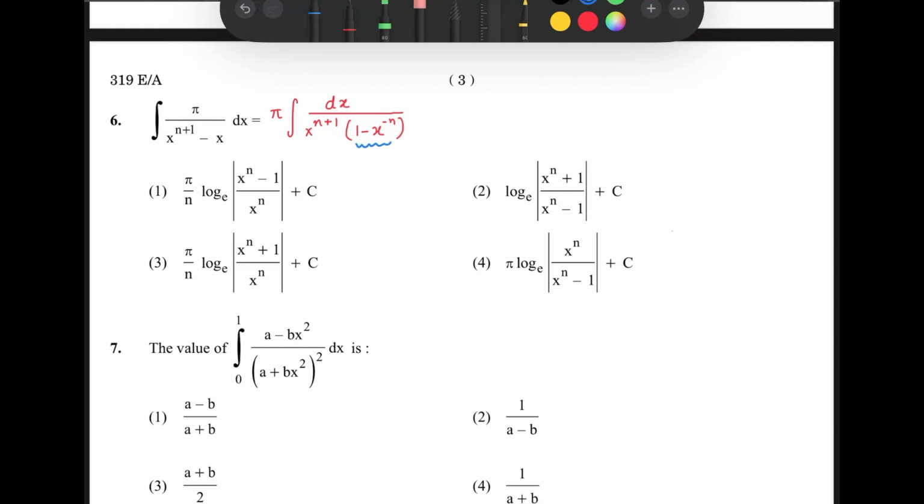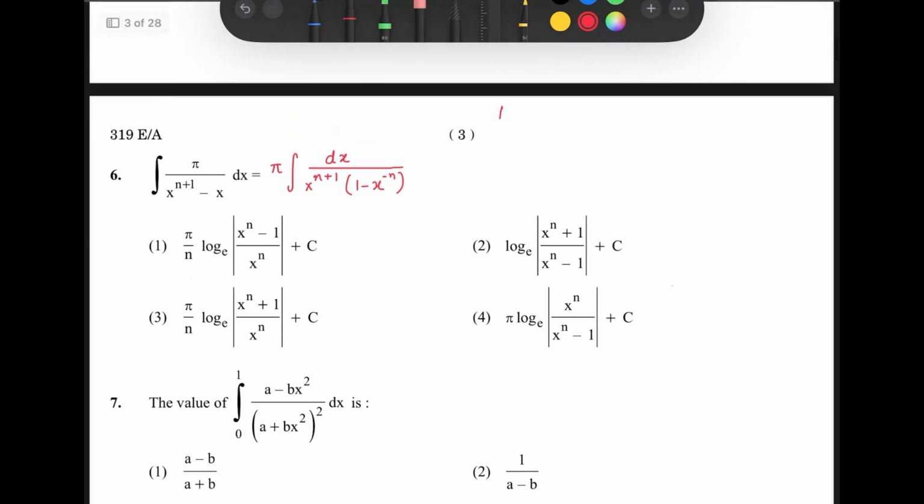So if I put 1 minus x to the minus n as t, then the derivative will be in terms of x to the n plus 1, right? So differentiating both sides, I'll get n x to the n plus 1 into dx equals dt. So here I have used the power rule for derivatives. Then I need dx over x to the n plus 1. So dx over x to the n plus 1 is nothing but dt over n.